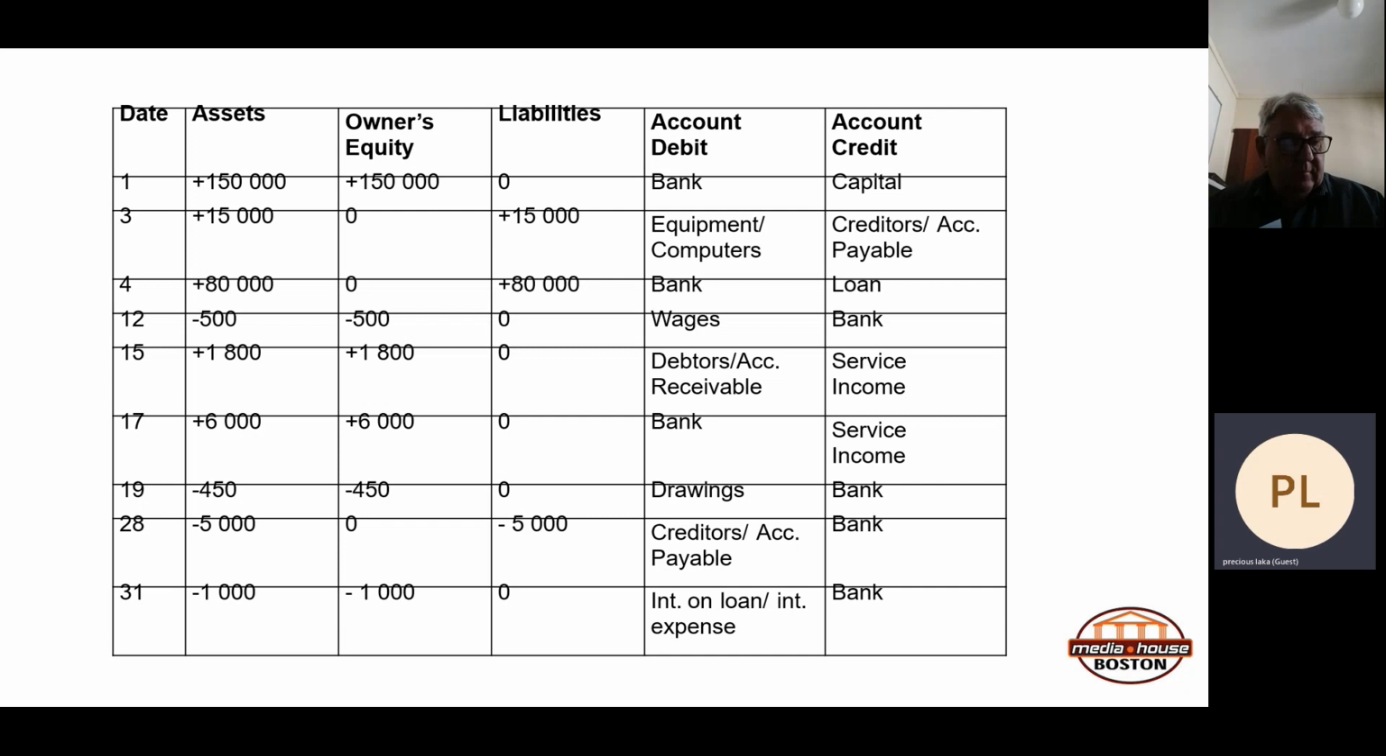What is the definition of income? No, it's not A, because A is a definition of asset. B is an outflow of economic benefit. No, when we have income, money comes into the business. So it's C. There must be C, an inflow of economic benefit. Yes.